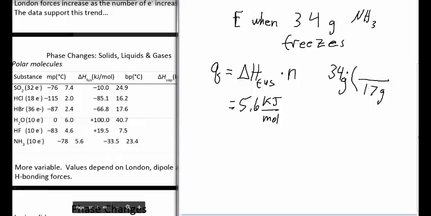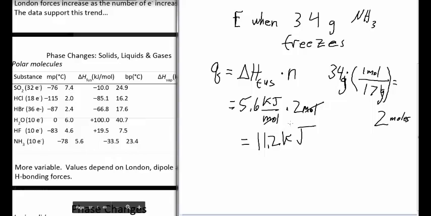I'm putting it down here, 17 grams, because the whole point of this operation is to cancel grams. And that's 17 grams per mole. So we're essentially doing 34 divided by 17. We get 2 moles. And that's what we can put in for N. And there's your answer.